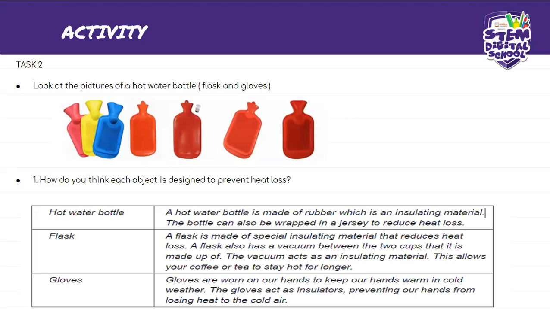Yeah. Then when we look at the flask, we have already checked that the flask is made of what special insulated material that reduces heat. Okay, that reduces heat. All right. So the vacuum acts as an insulating material. This allows your coffee or tea to stay hot for long. Gloves are also worn when our hands are cold, mostly during winter.